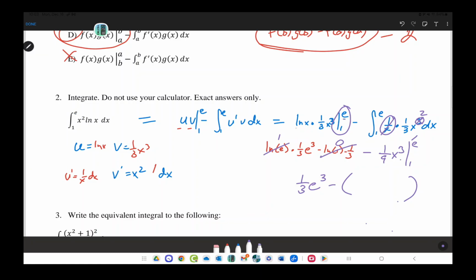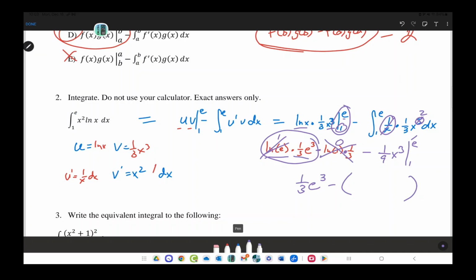So you do the ln of e times 1/3 e cubed, minus ln of 1. ln of 1 is 0, times 1/3 to the 1 power, which is just 1/3. Now 0 times 1/3 is just 0. So that just went away. So we just bring this whole thing down. ln of e is 1. So we just end up with 1/3 e cubed for that part anyway.